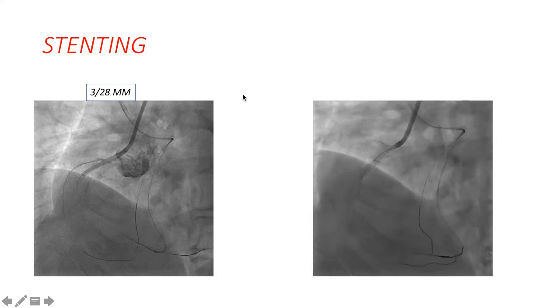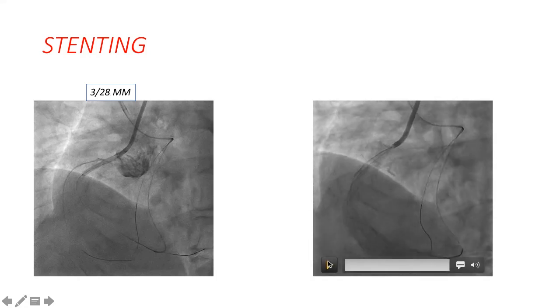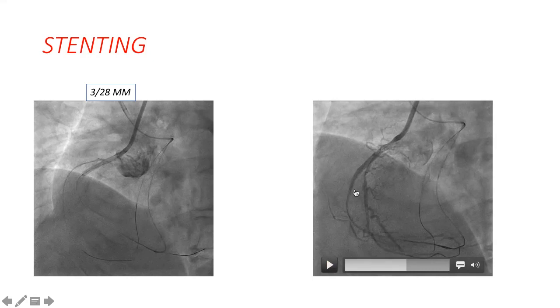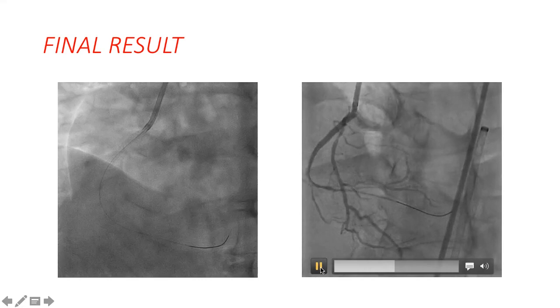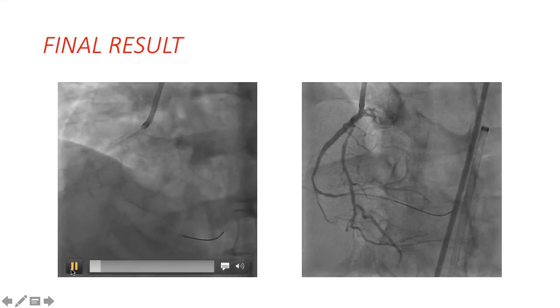So we decided to go ahead with a 3x28 mm stent. I stented with 3x28 mm, and you can see after stenting also the vessel was not looking so great, but it clearly showed negative remodeling. So we left this vessel at this stage.